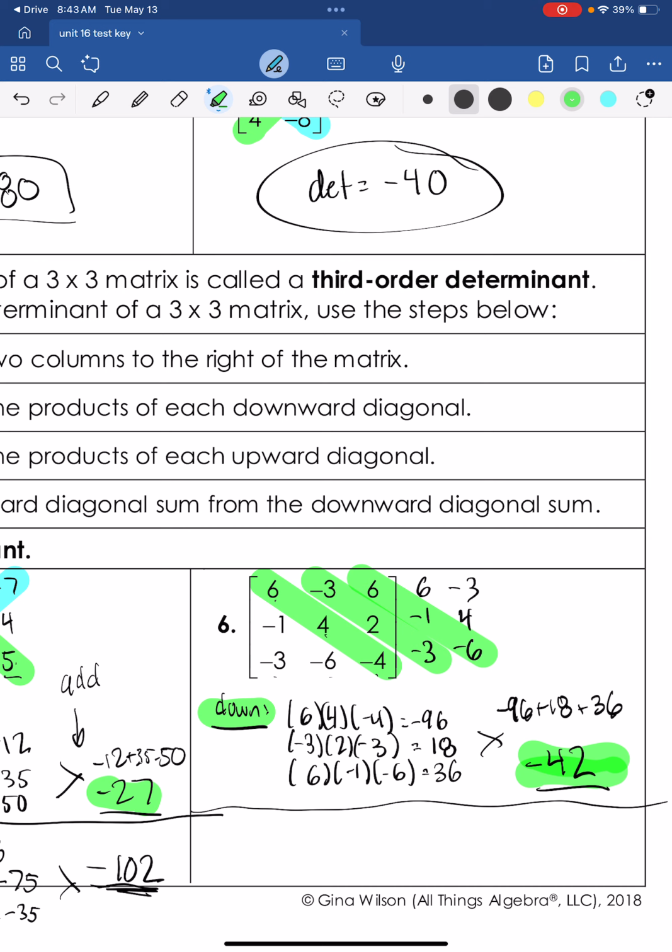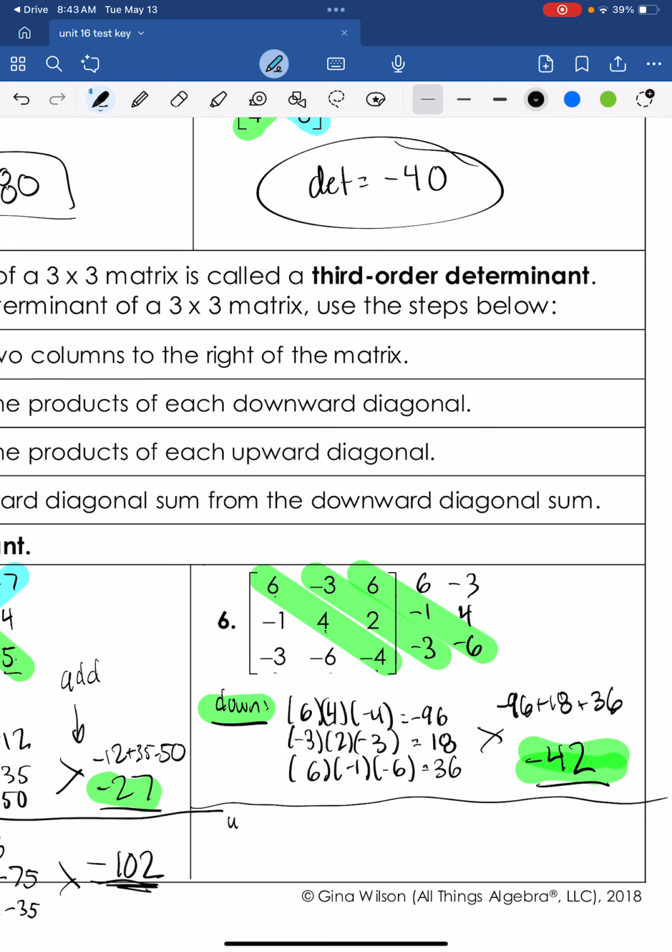All right, so now we're going to go with our upward diagonal. So we'll make a note up, and we can highlight these as well. So we're going to go negative 3, 4, 6, and then that one, and then that one there. All right, and that'll be our upwards. So let's take a look here. First one is going to be negative 3, 4, and 6.